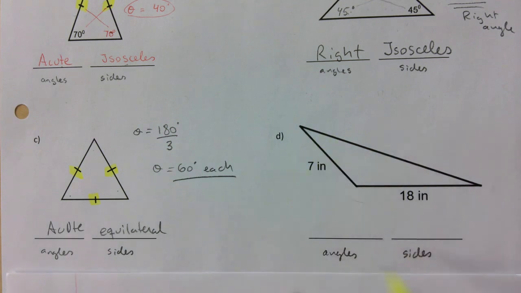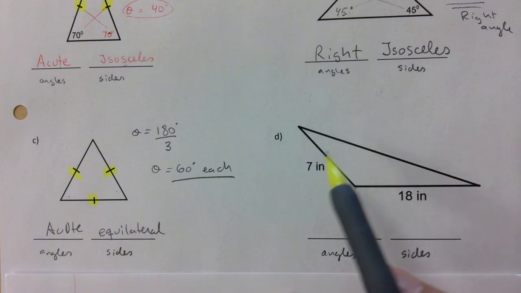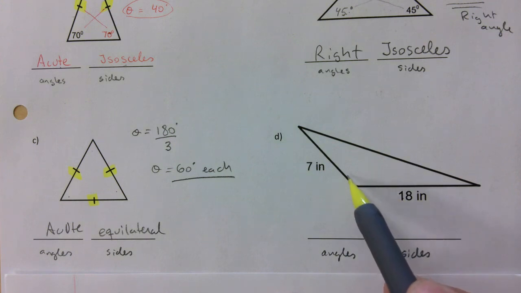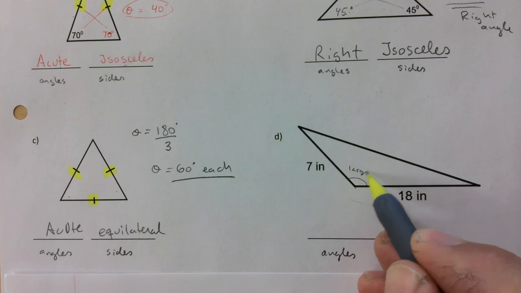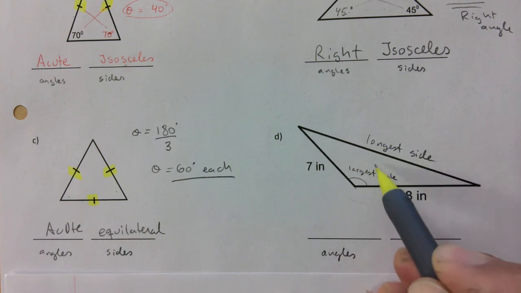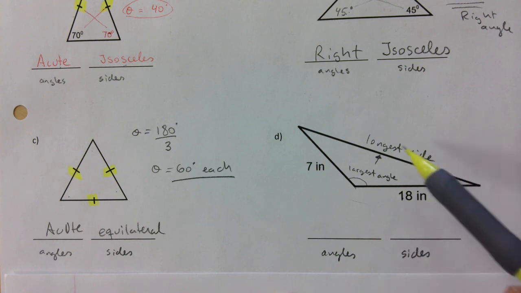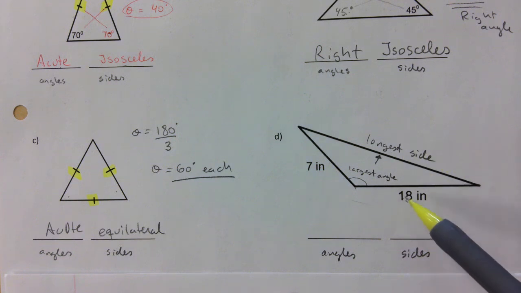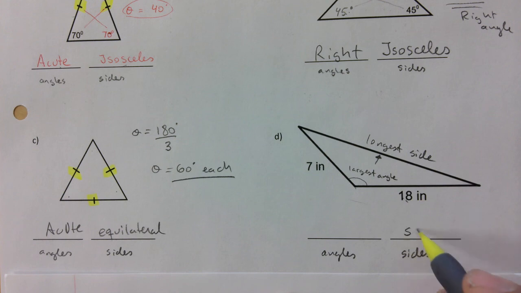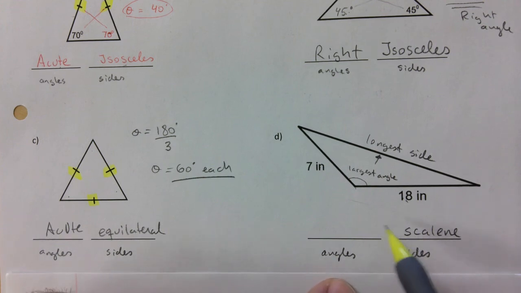What about this one? It definitely looks obtuse, right? There's not much information given. We know that these are different in length. And we definitely know if this is obtuse, this is the largest angle of all of them. Therefore, this has to be the longest side. It just has to be by that property, meaning that this side will be longer than 18, which is right now the second longest. So this will be even bigger than 18. So all three sides will be different in length. So we would call this a scalene. Most triangles are scalene. It's either isosceles or equilateral that is unique. And for angles, this would definitely be an obtuse. So you would call this an obtuse scalene triangle. Okay.